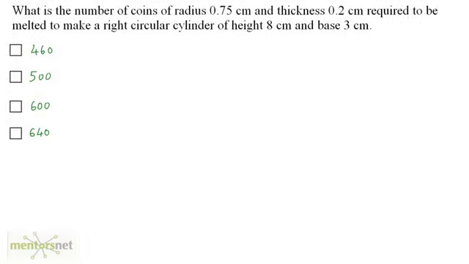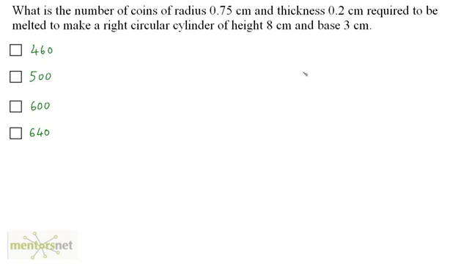What is the number of coins of radius 0.75 centimeter and thickness 0.2 centimeters required to be melted to make a right circular cylinder of height 8 centimeters and base 3 centimeters?